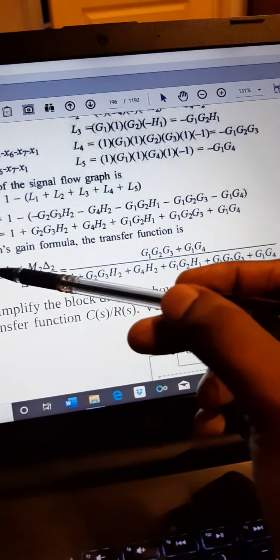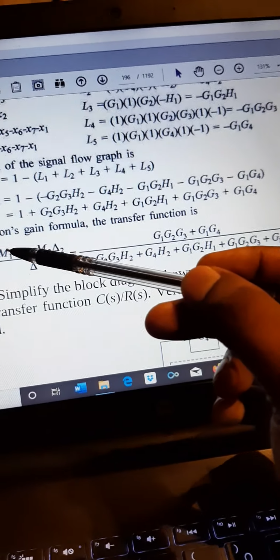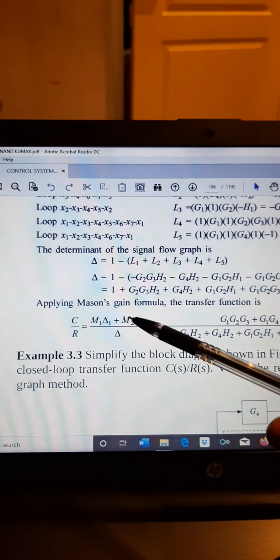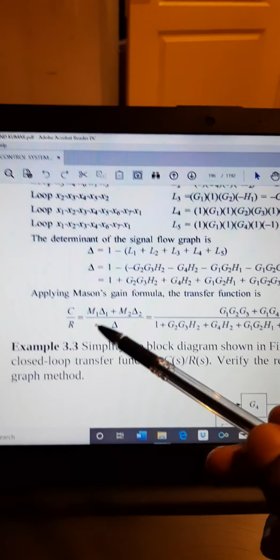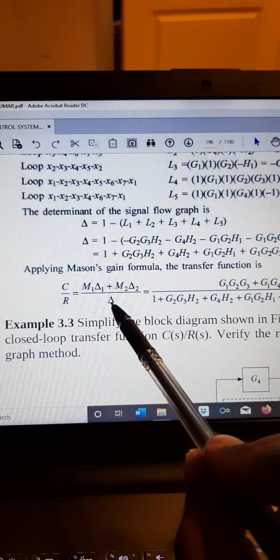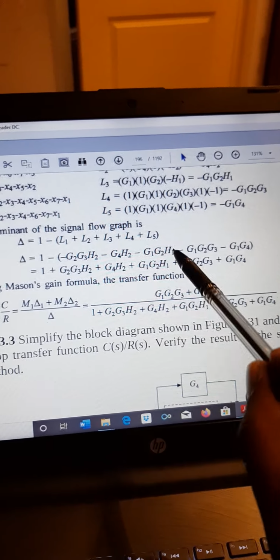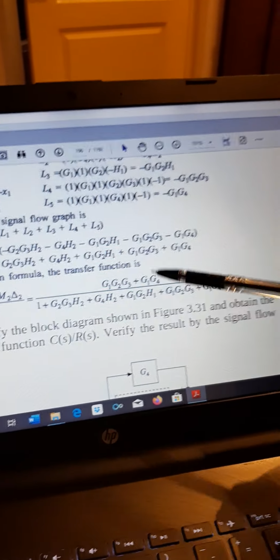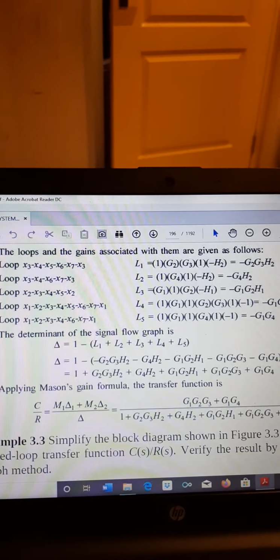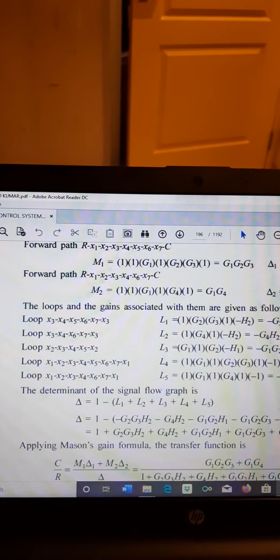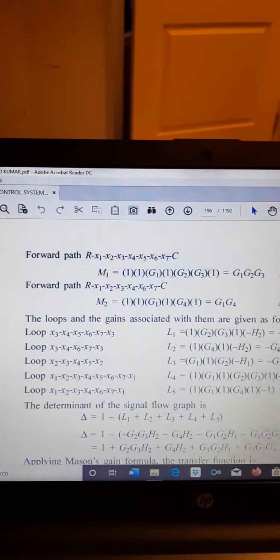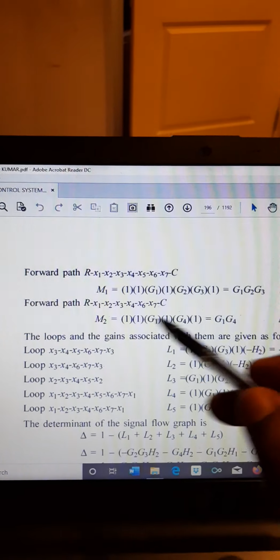So C by R is equal to, as per the Mason's gain formula, C by R is equal to (M1 delta 1 plus M2 delta 2) by delta. You can just substitute it, you are getting the answer. So just go through it. These are the loops gain. These are the forward path gain.